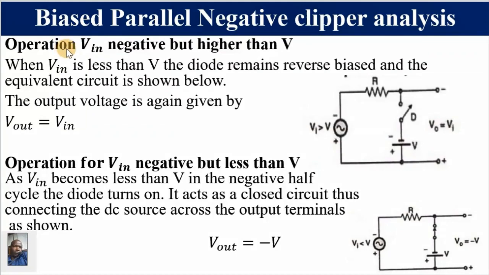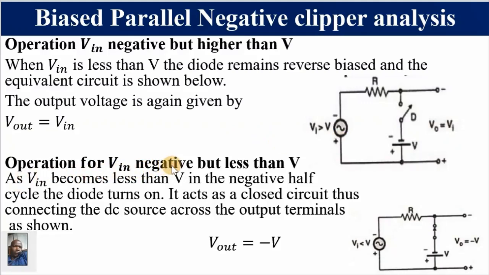We are now going to analyze a situation whereby Vin is negative but is higher than V. Vin is negative but is higher than V. When Vin is negative, it means that according to our diagram in the previous slide, our diode is going to be reverse biased. Hence, it is off. Hence, when it is off, if you measure the output voltage between this point and this point, which is the same as this point and this point, you'll be measuring the input voltage, not the voltage across V. So in other words, even though the diode is reverse biased, your output voltage will be equal to Vin as shown. So we are saying we have got a negative output since our input is negative.